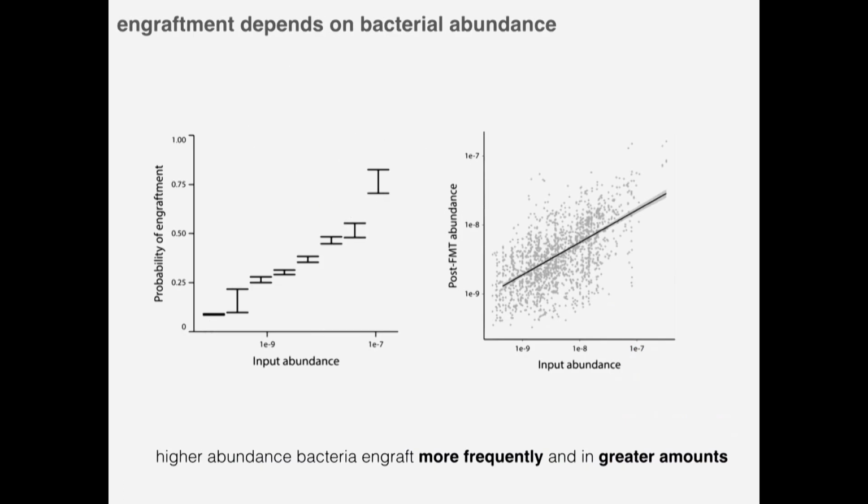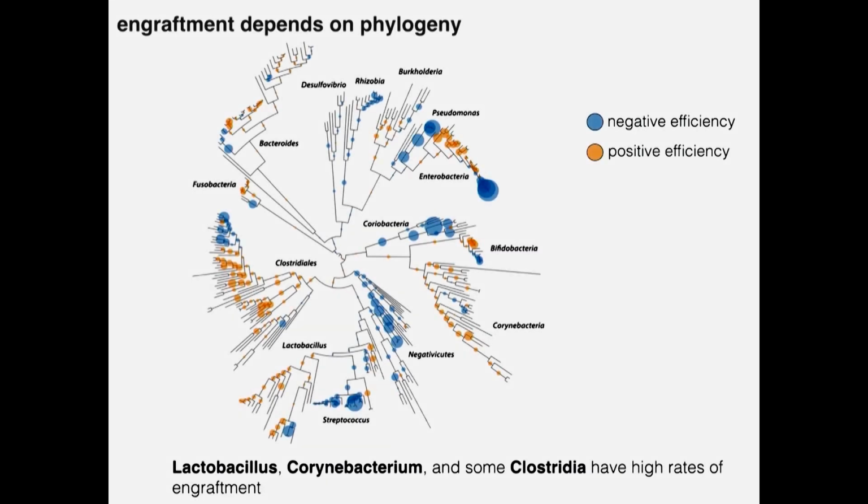This is a different view of the data. If we look at the input bacterial abundance, then the probability of engraftment goes up as the input abundance goes up, which is cool. And same here, input abundance goes up, and the abundance after the FMT also goes up. So this means that higher abundance bacteria engraft more frequently and in greater amounts, which is maybe not too surprising, but that's useful for people who want to develop synthetic FMT pills.